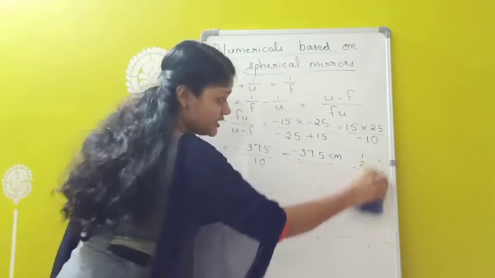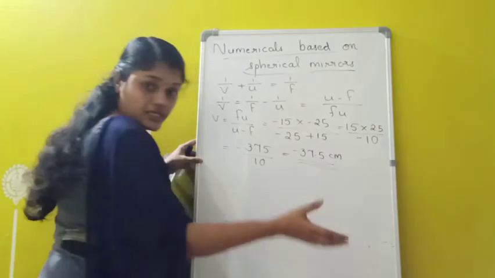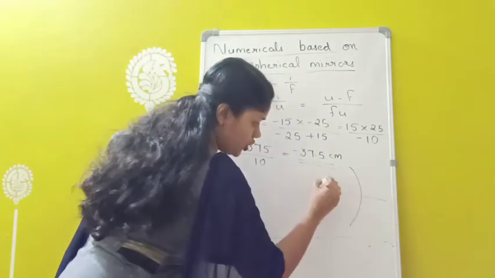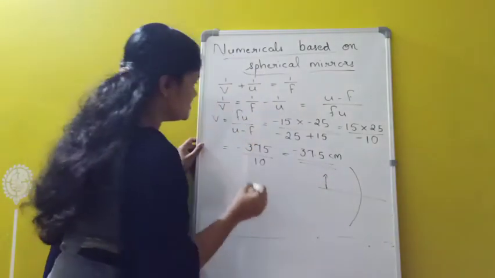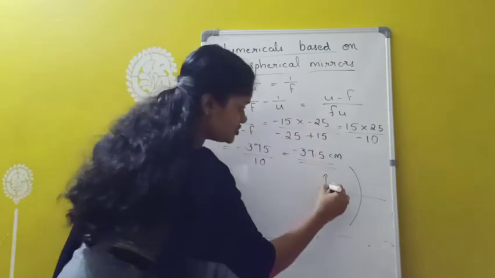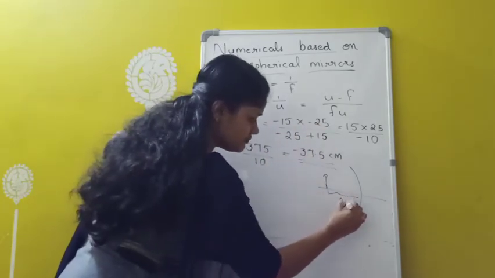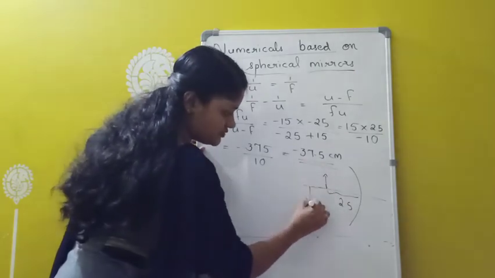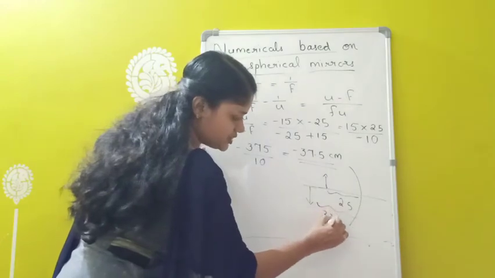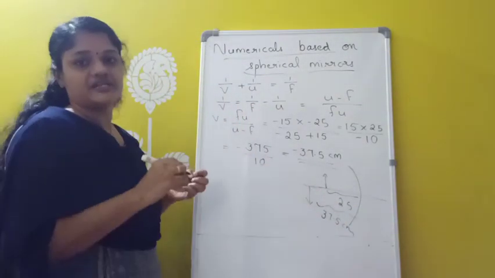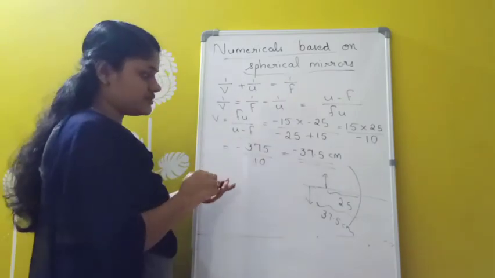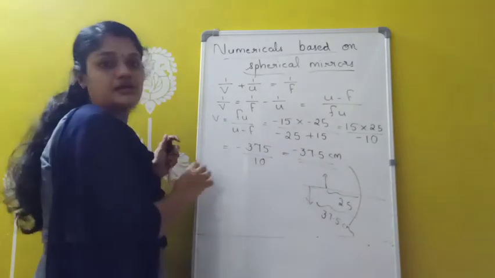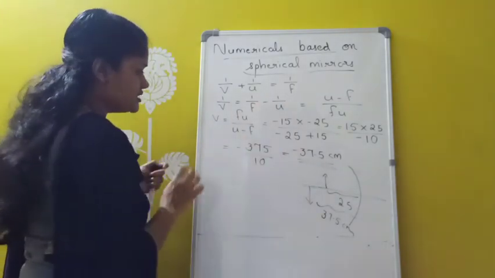That means we are getting the image 37.5 centimeter to the left of the mirror. We are keeping the concave mirror like this, and the object is somewhere here. Object distance is given as how much? u is 25, so the object distance is 25. And the image we are getting is at 37.5 centimeters, somewhere here, to the left of the mirror. That is why we are getting minus here. Whenever v is minus, we are getting the image on the left hand side. That may be a real as well as inverted image. So this much about v.